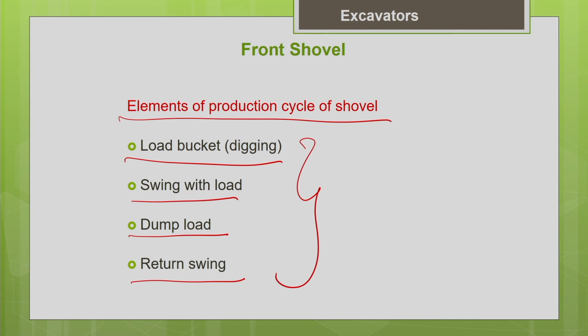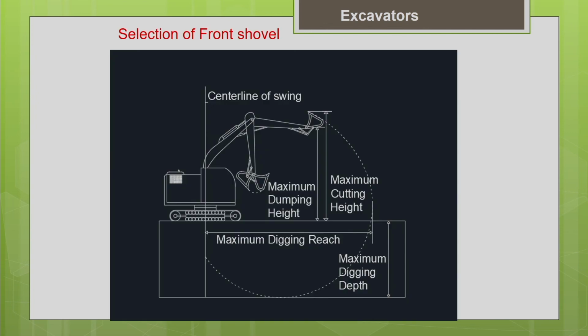One thing I have to note here is that from loading to dumping position, this machine is not designed to move, it will just swing its boom. That is why it is called a fixed position excavator. How to select this front shovel for a particular job? You should know some important parameters related to the machine so that you can make the choice of the machine for the particular job. For every shovel the manufacturer will provide information on the maximum cutting height, the maximum digging depth, the maximum dumping height, and the maximum digging reach for the shovel.